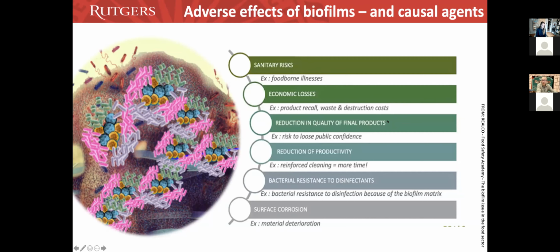Reduction in quality. Biofilm formation can lead to very slow accumulation of some of these contaminant bacteria that could lead to a reduction in your produce. Reduction in productivity. Bacterial resistance to disinfectants is important here. And we're going to talk about later how these biofilms help with that process.